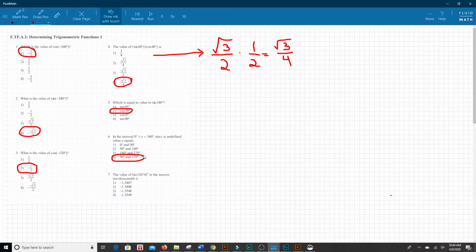Question 7 says the value of tangent of 123 degrees 43 minutes, to the nearest ten thousandth, is what? For this, we're simply going to have to plug this into a calculator. And that's going to be negative 1.307. So you just plug it in as you see it.